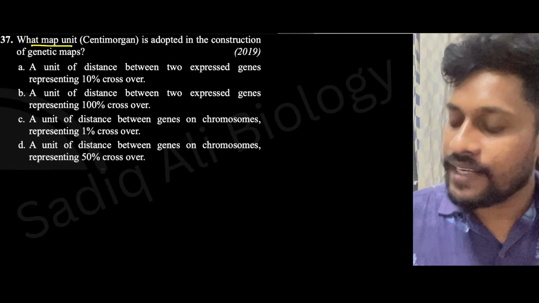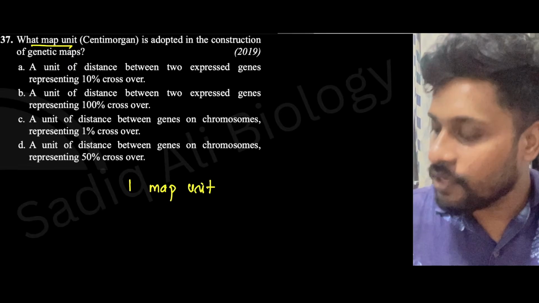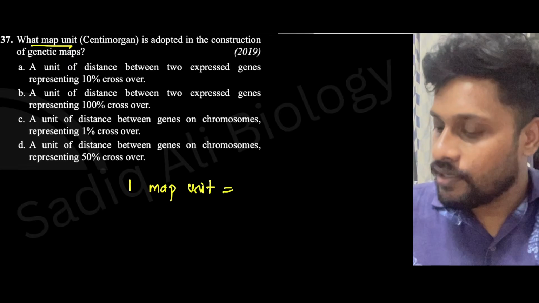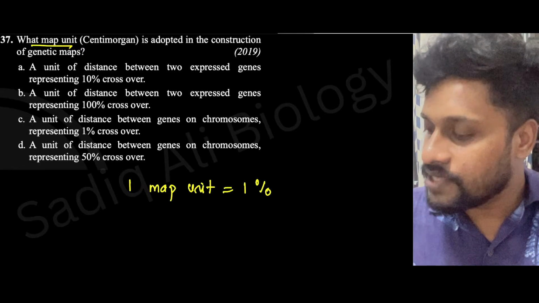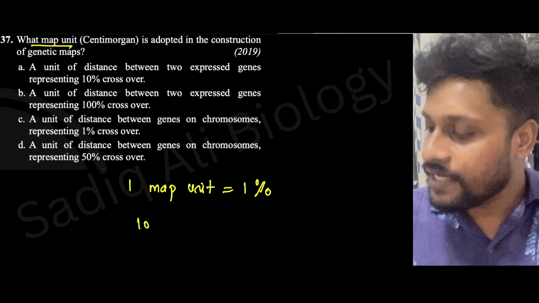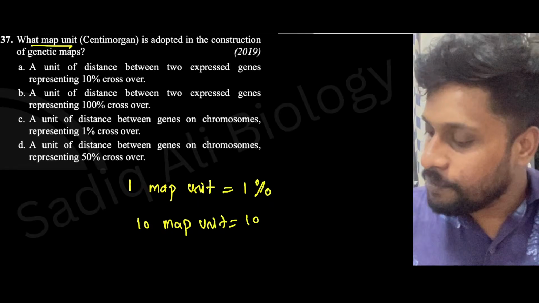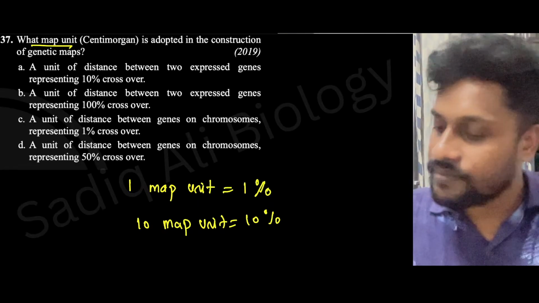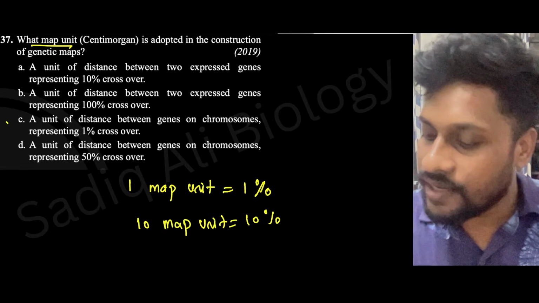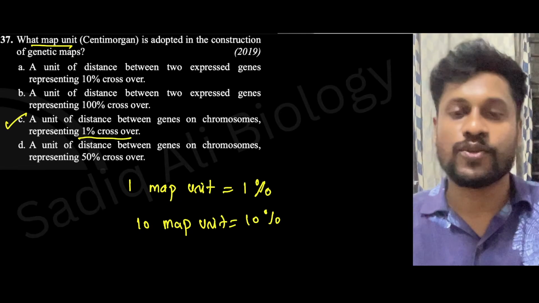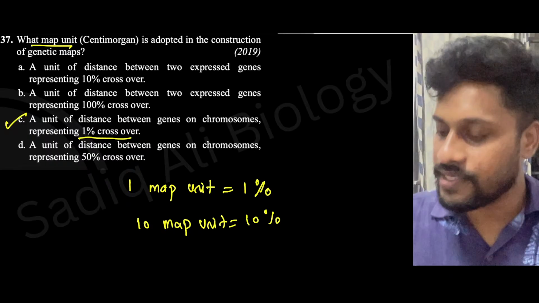Guys, you know that one map unit will be equal to 1% of recombination. Similarly, 10 map units will be equal to 10% of recombination, right? I mean 10% crossover. So what will be the answer here, guys? 1% crossover. Yes, Harshavardhan. Yes, guys. Option C is the answer.